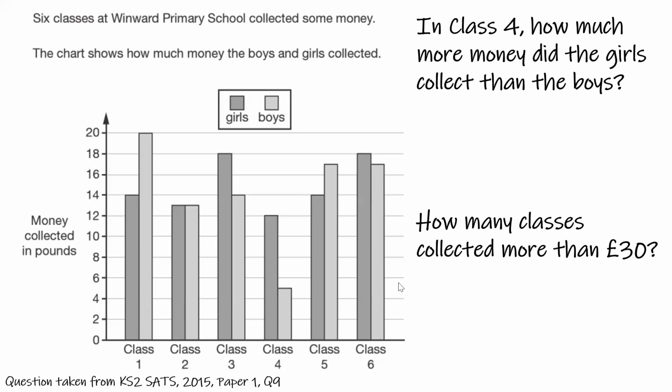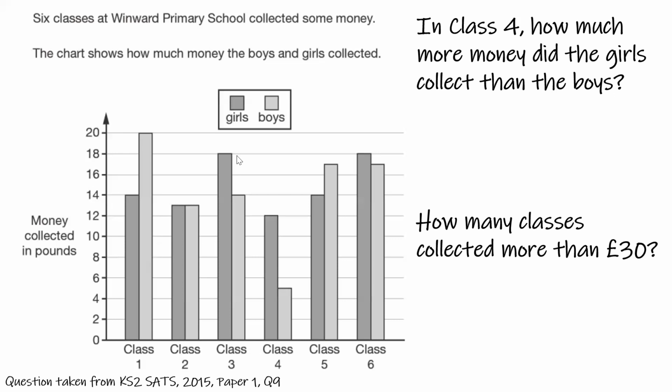So what we also need to make sure that we take a look at is the scale of this graph. If we look up this axis, the money collected in pounds goes up in £2 each time. So when we're reading it off, we just need to be careful that we bear that in mind.